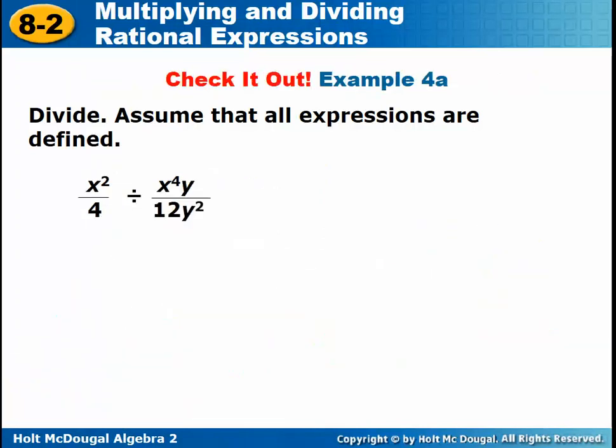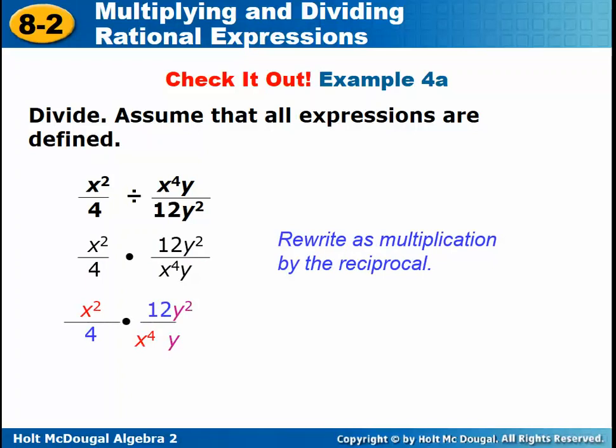Here's just a sample problem. These are a little simpler when you just have monomials. Remember to change this to multiplication, and then look for things that can factor. Use your properties of exponents if you have the same base in the numerator and the denominator. You can subtract their exponents. Remember that we will leave the exponents as positive, so if you have a greater number as an exponent in the denominator, you will end up with that base in the denominator.